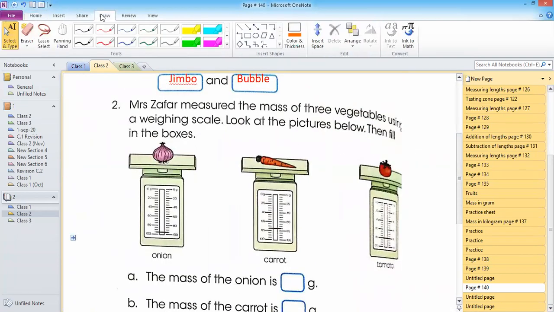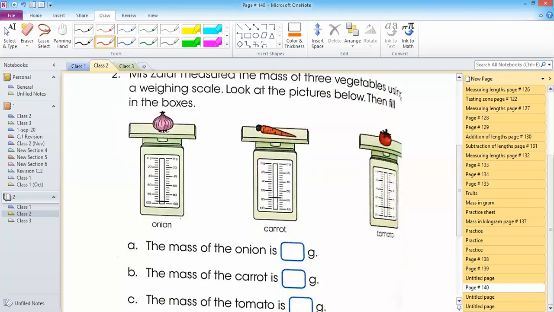Question number 2. Mrs. Zafar measured the mass of 3 vegetables using a weighing scale. Look at the pictures below, then fill in the boxes. You have to check the mass of the onion. Look, this is the point. You know it very well that every interval is 5 gram.